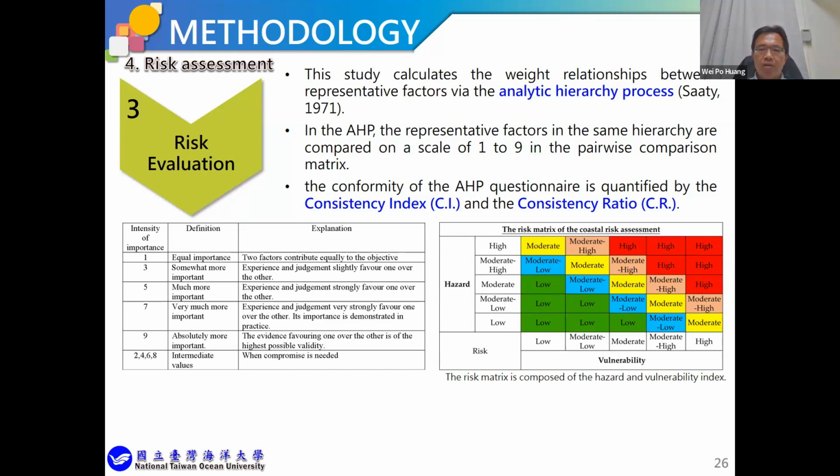Through the application of AHP, the study seeks to establish a comprehensive and prioritized understanding of the relative significance of identified factors in the context of risk within the study area. Following this assessment, the hazard and vulnerability factors are multiplied in a 5 times 5 risk matrix, resulting in 5 distinct classes: high, moderate, low, and low levels, respectively.